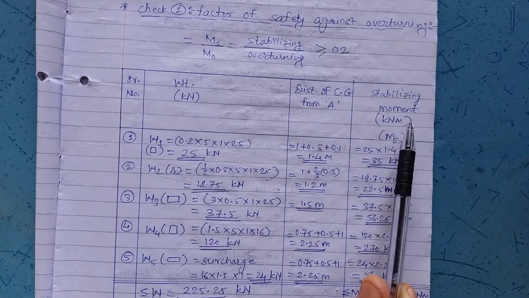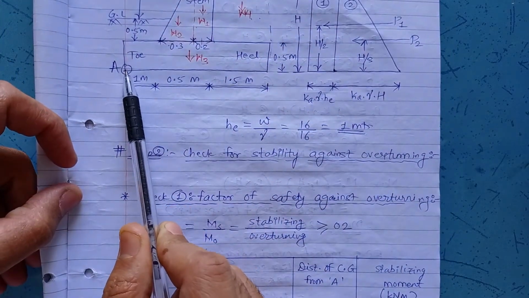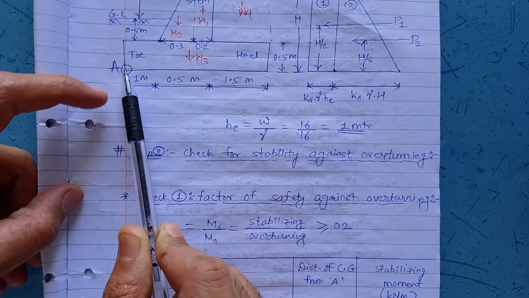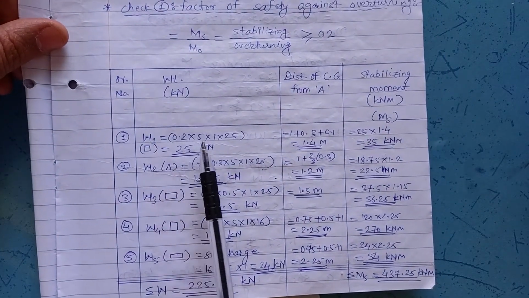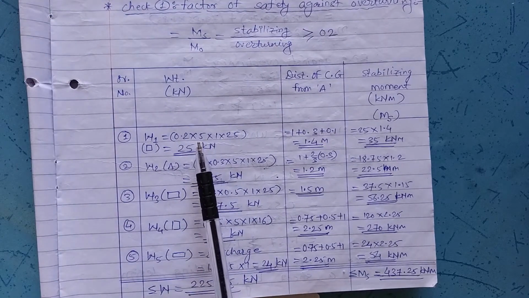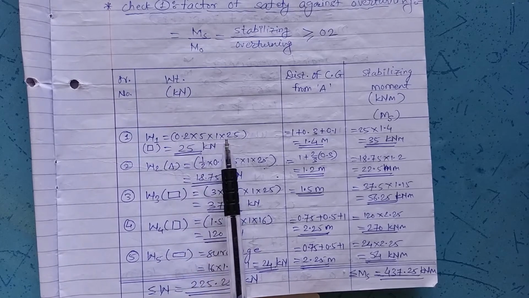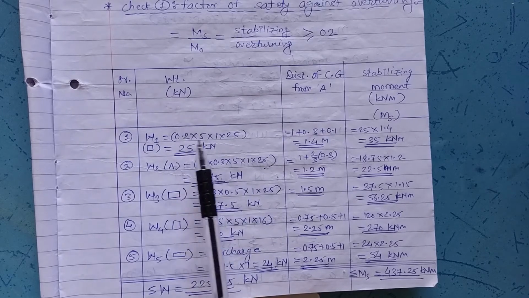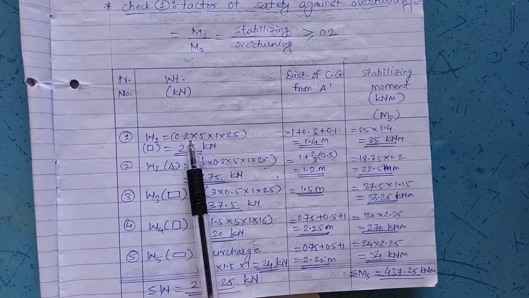Now all of you might be knowing that moment is nothing but force into lever arm, and we are calculating our moment against this toe A. Hence, all the lever arms will be measured with respect to this point A. Now first one, W1. W1 is nothing but the load due to the rectangular portion of the stem, and it can be calculated as area: 0.2 into 5 into 1 into 25. This 0.2 into 5 is nothing but the dimensions.